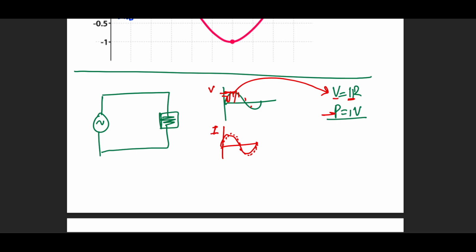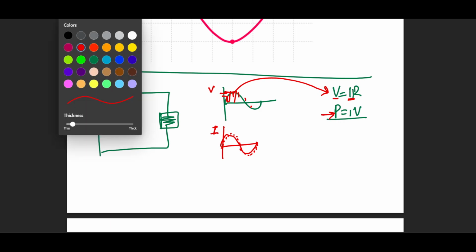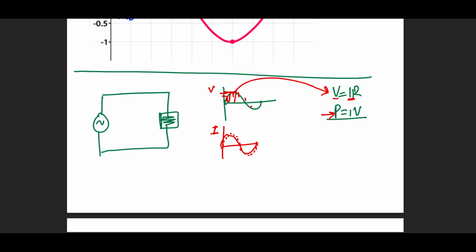And then to find power, I need to specify at what time I want to find the power. Because these graphs are dealing with time, at what time do I see the current and at what time do I see the voltage? Ideally for a resistor, we see those things at the same time. So let's say I see these values at this time. I pick this value, multiply them and find the power.